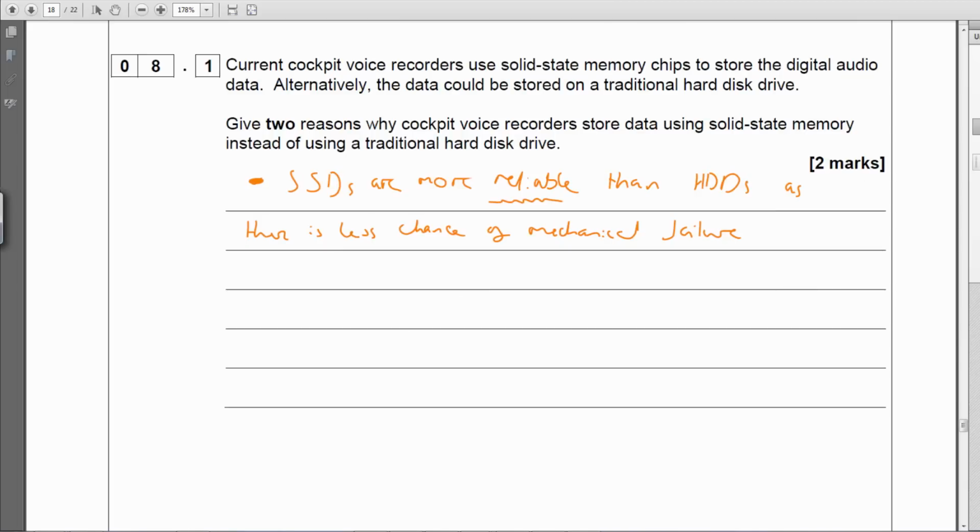So a second point might be talking about the fact that SSDs are smaller than hard disk drives, and I guess space on an airplane is quite important, but I'm going to say that SSDs are more robust than hard disk drives, so they're less likely to break. If you drop a hard disk drive, it's going to break pretty much, whereas an SSD is not likely to break, and I know this from experience.